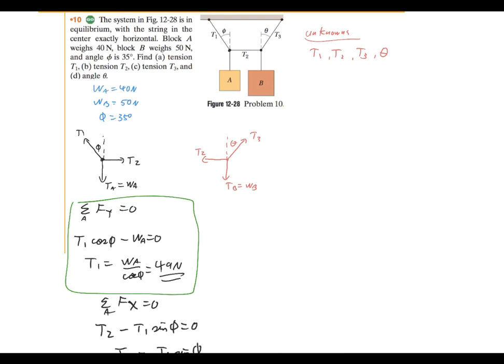So now that's our second one. So now we have T1 and T2. This one's working out pretty easy. Let's look at the other one. So the other one, the forces at that point above B, we have the three.